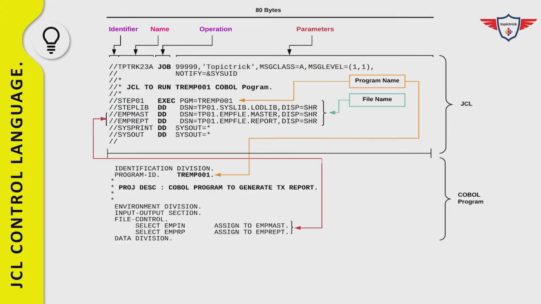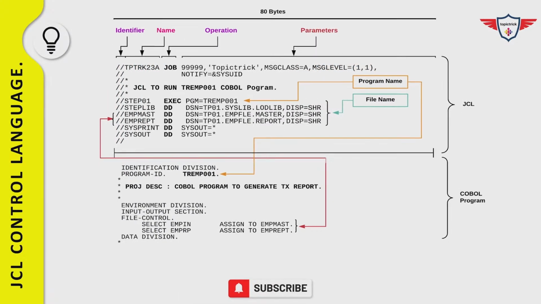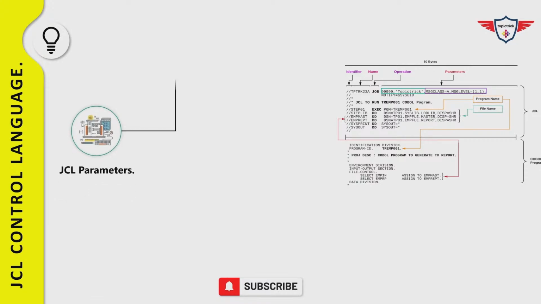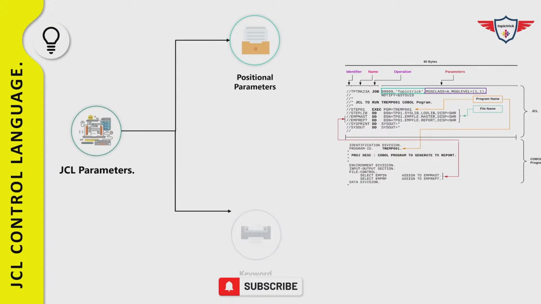Now let's talk about the second subtopic, that is JCL parameters. The JCL parameters are broadly categorized into 2 categories. The first one is positional parameters and the second one is keyword parameters. A positional parameter must be placed in a specific position within the JCL statement. If you want to omit a positional parameter, then you must replace that parameter with a comma.